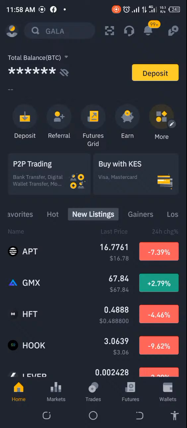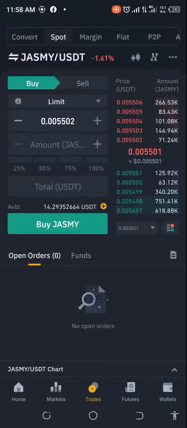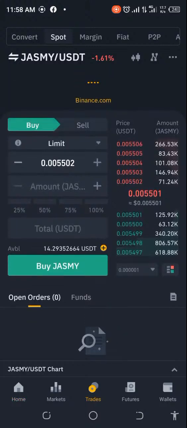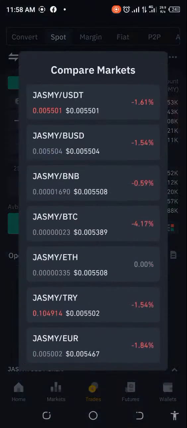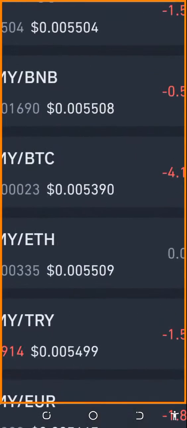So today, what are we doing? We're going to be continuing our triangular arbitrage. And today we're going to use another coin. Now we're going to be using this coin called Jasmine. We're going to be checking also the different prices in which it is listed, just to be sure there's an opportunity.